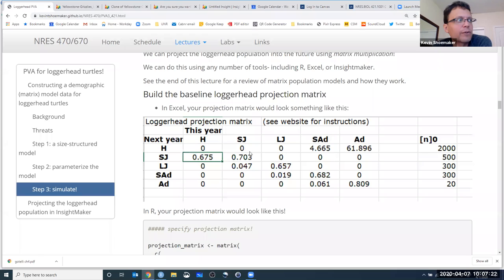This 0.703 represents a transition from small juvenile to small juvenile, which means the probability of staying a small juvenile is about 70% in this loggerhead sea turtle population. These over here are transition rates too, but they actually represent reproduction. So it's essentially a transition from a reproductive stage, like an adult stage, to offspring. A female is basically producing offspring or transitioning. Like one year it's just a female, the next year there's a whole bunch of new offspring. So every female produces 61.896 new offspring or hatchlings each year. All right.